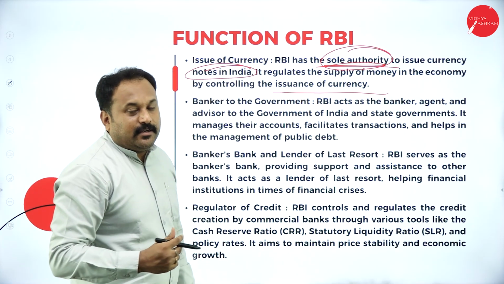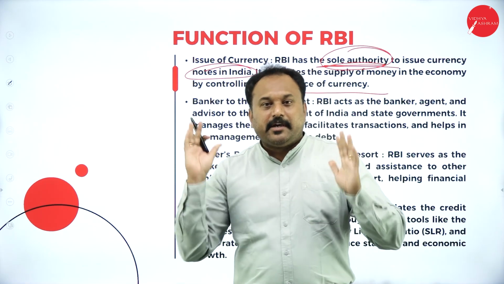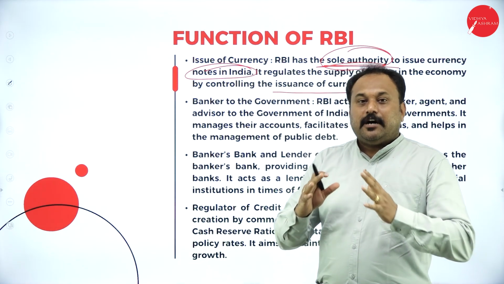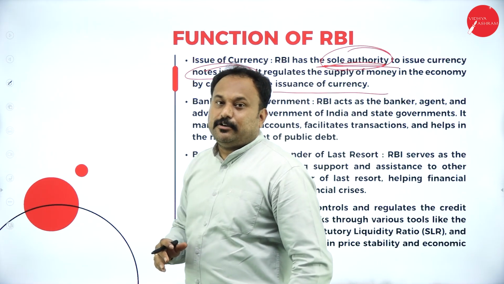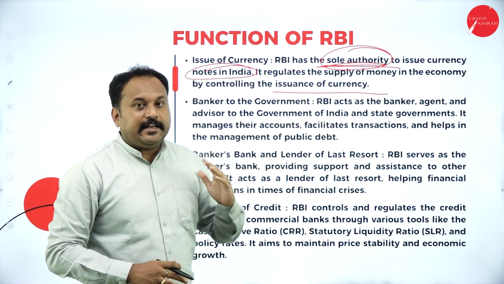It regulates the supply of money in the economy by controlling the issuance of currency. It is not that everybody should have money so that everybody will be a crorepati. It is not like that. So RBI will know how much they need to print, and they will see the stability and only then go ahead with printing.